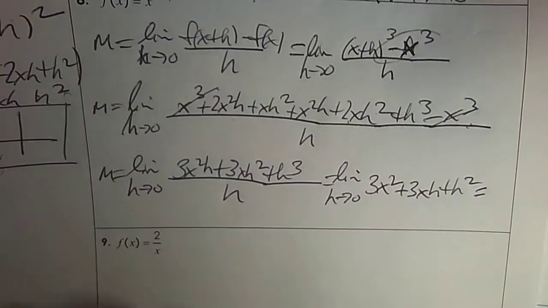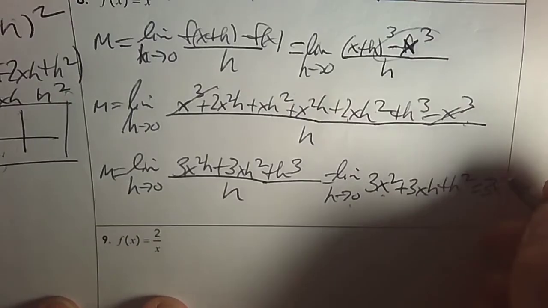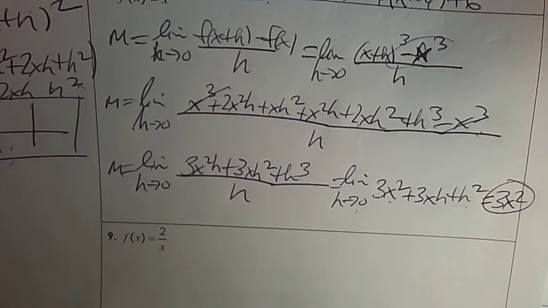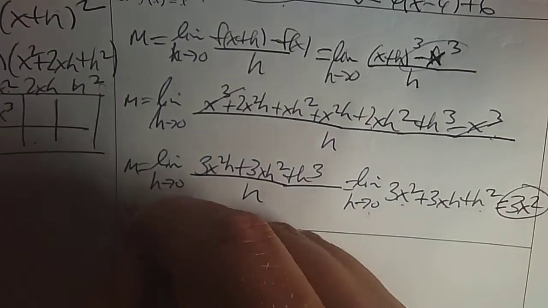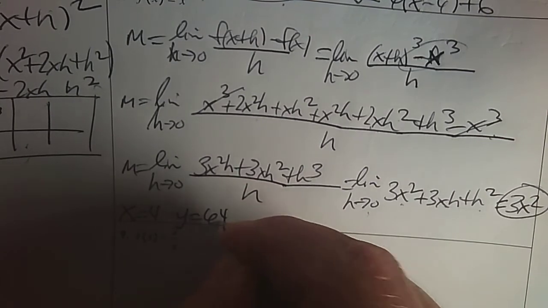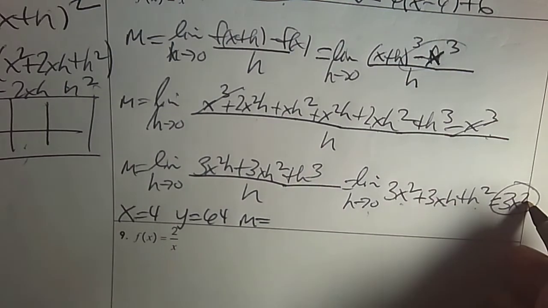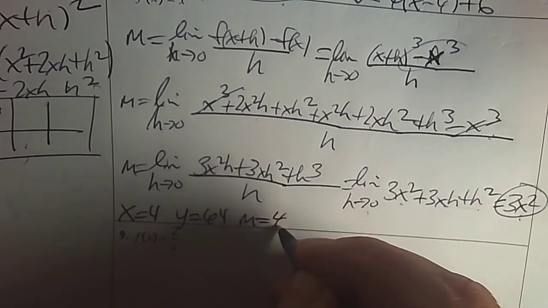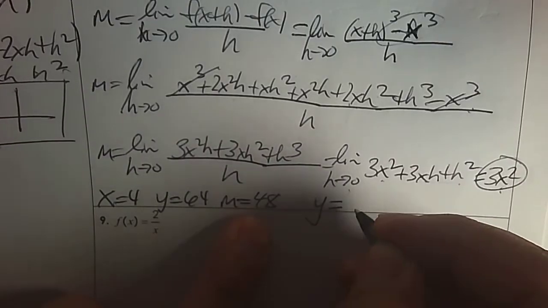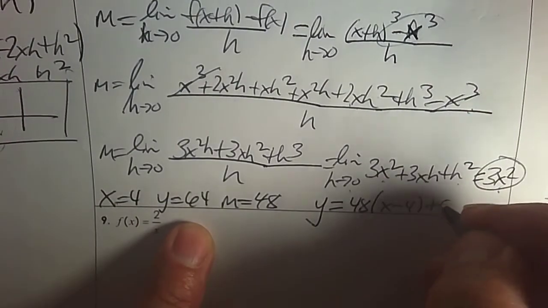Now, in this situation, when you plug in 0, all you're left with is 3x squared. You now have a situation where no matter what the x coordinate is, you now know the slope. So our x coordinate for these is 4. If I go 4 cubed, that's 64. And the slope, if I plug in 4, well, 4 squared is 16 times 3 is 48. Now I can write down the equation of the tangent line. Y equals slope 48, x minus 4 plus 64.